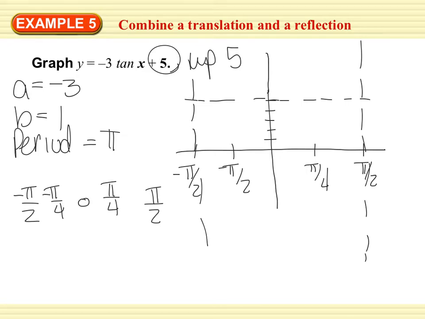This should go up. A is -3, so 1, 2, 3. 1, 2, 3. So that's where our halfway point is going to be. It's the amplitude, right? So now I can draw my curve through the origin, but it's not really the origin anymore.